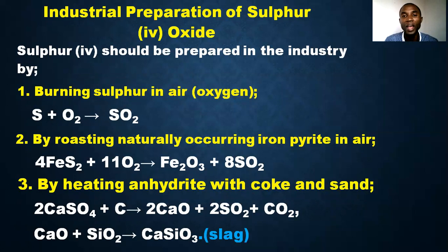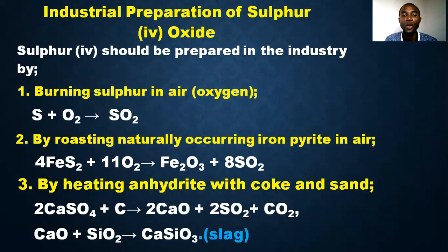Industry uses a cheaper way, in which they can produce it in a massive way, in a larger quantity. So one of the things they do is direct combination, by burning sulfur in oxygen or air to produce sulfur oxide. Simple. It makes it easier for them.